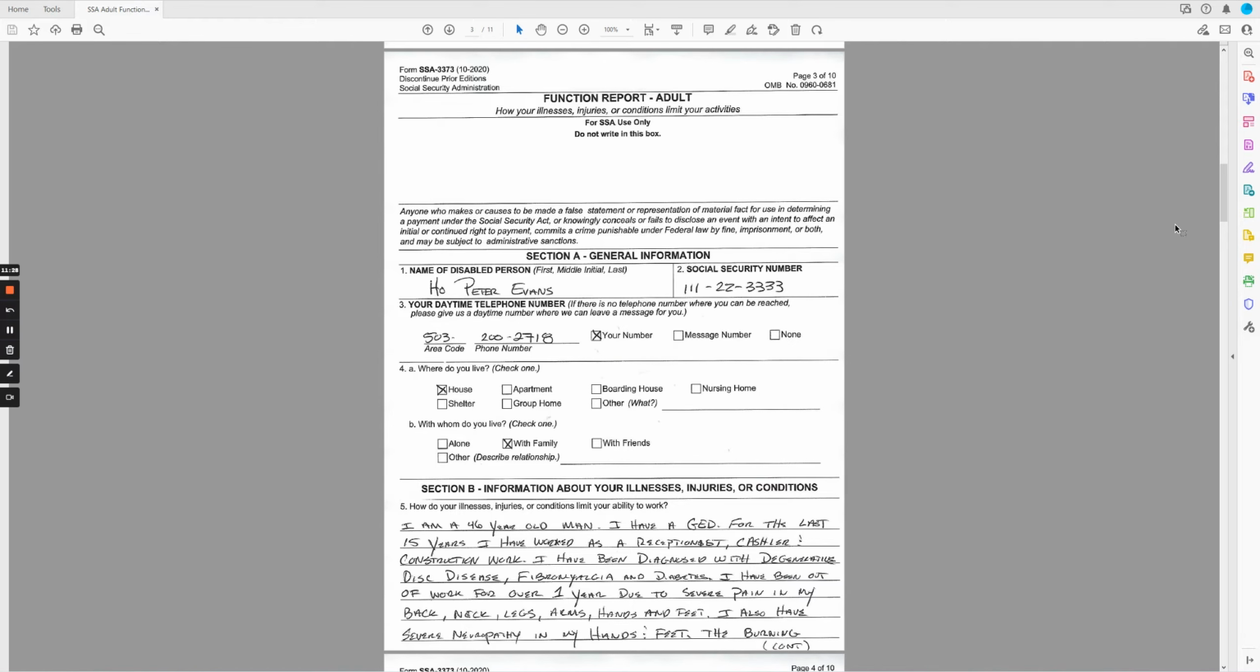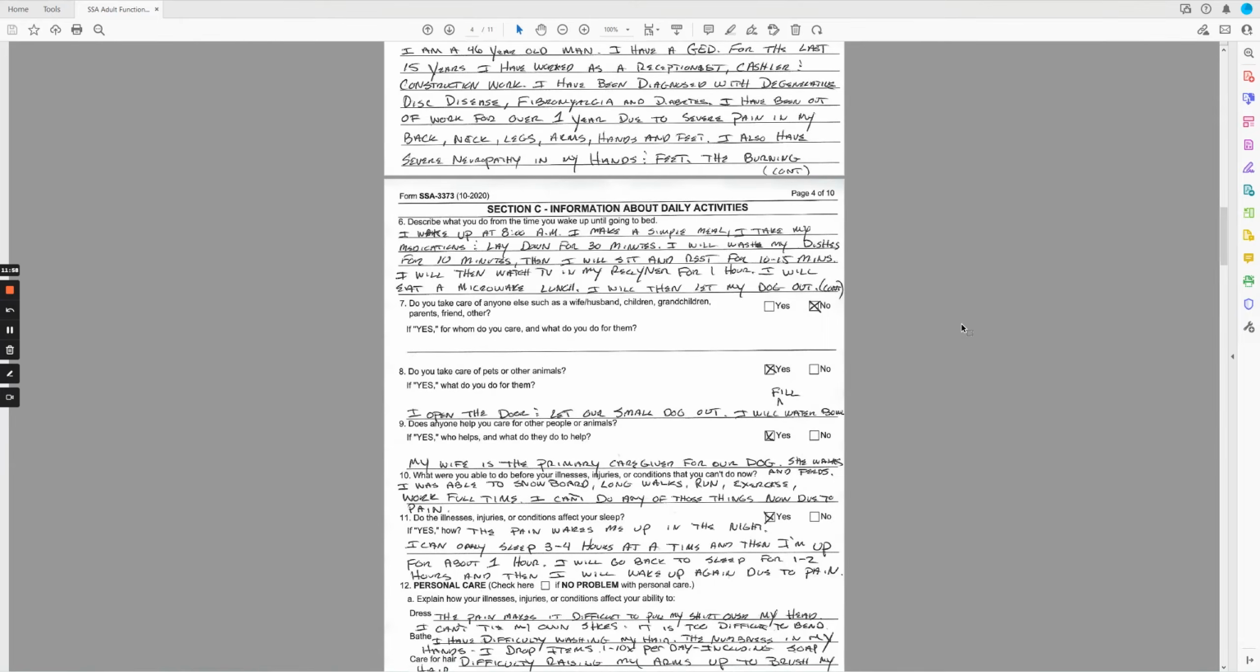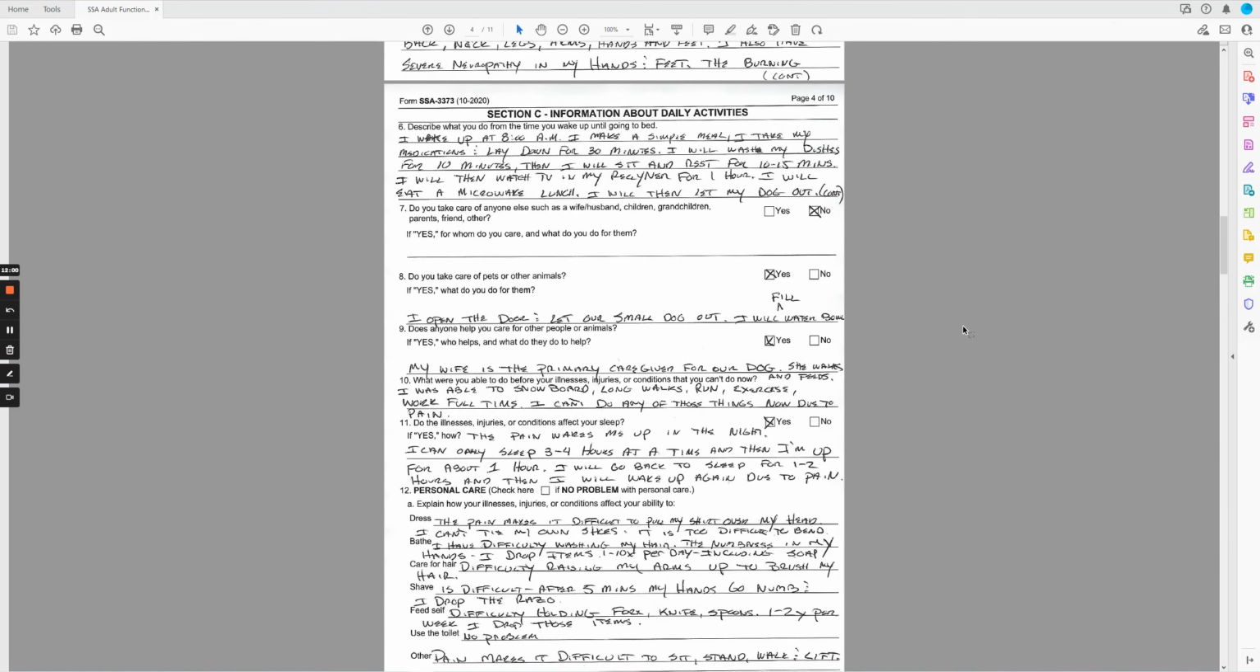And if you can prove that that's what your back pain, or in this case, for my hypothetical function report, your degenerative disc disease or my fibromyalgia and my diabetes is causing me to do, then I would be successful. So if those diagnoses and all the symptoms I'm experiencing cause me to miss 2 or more days of work per month, or I'd be off task for 10 to 15% of the workday, I would prove that I am disabled. Okay? Let's move on to question 6, or section C, which is page 4 of 10.